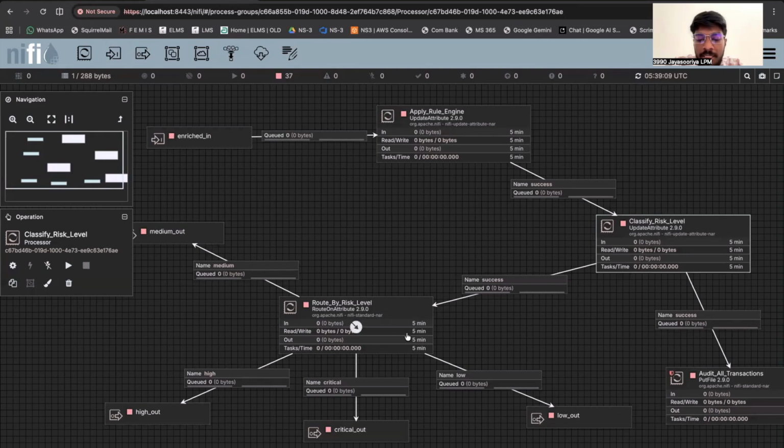Route by risk is a content-based router. It evaluates four predicates and dispatches to the four matching outputs. The unmatched relationship is auto-terminated, so the system fails across, since over-routing is less dangerous than under-routing fraud.